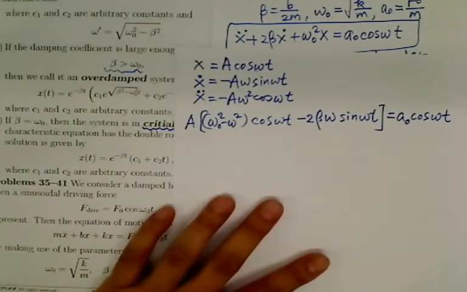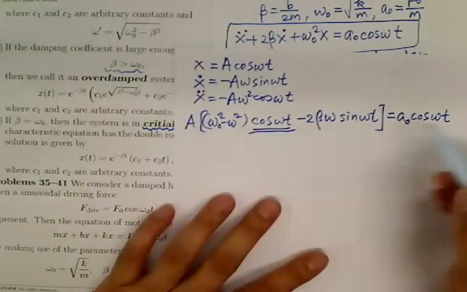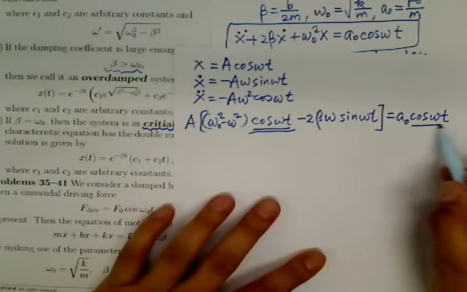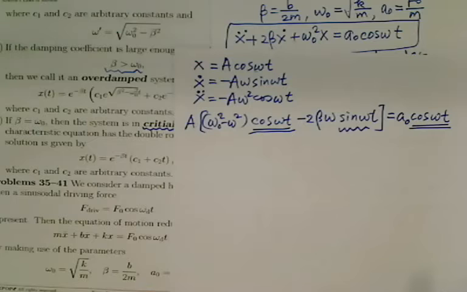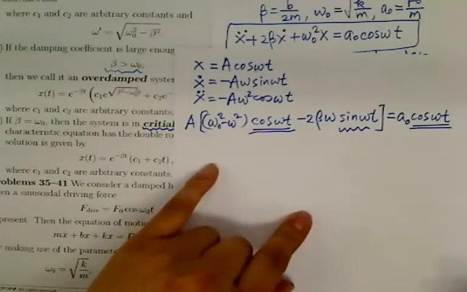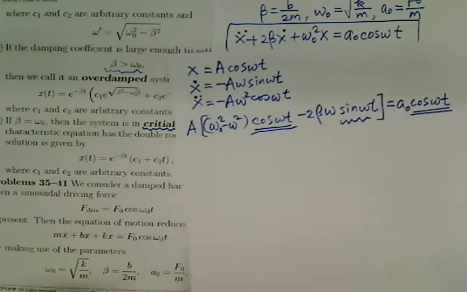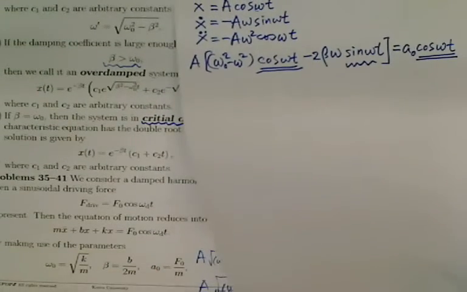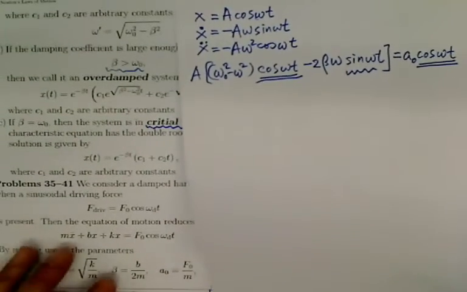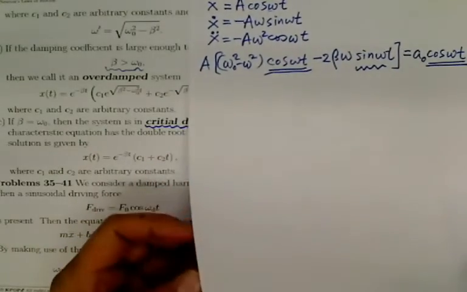Therefore, we have a mismatch. The problem is that this term is fine, but on the right-hand side we have cosine omega t, while we have an additional piece that is sine omega t. So what we consider is just the phase.